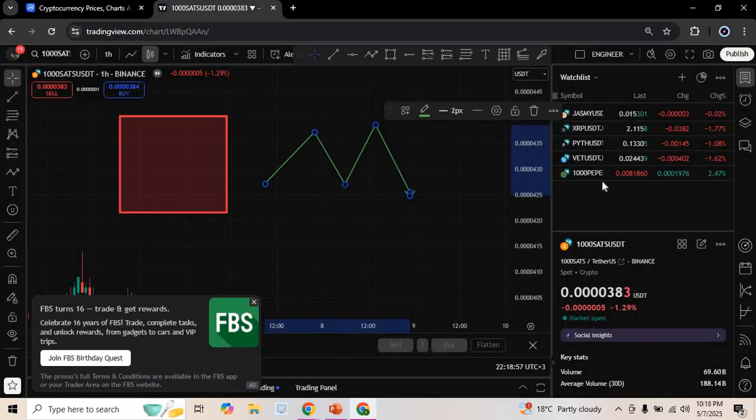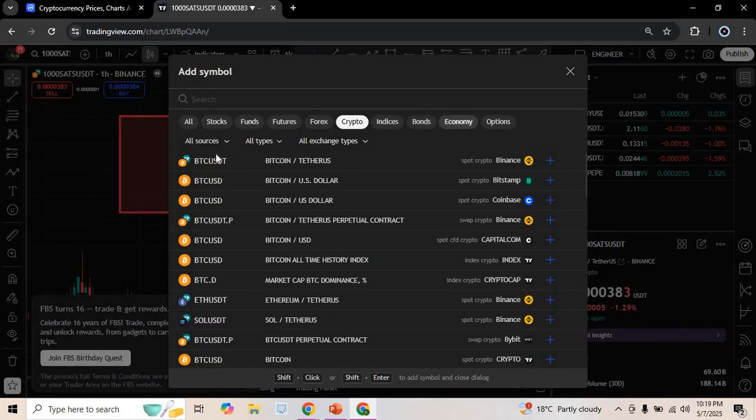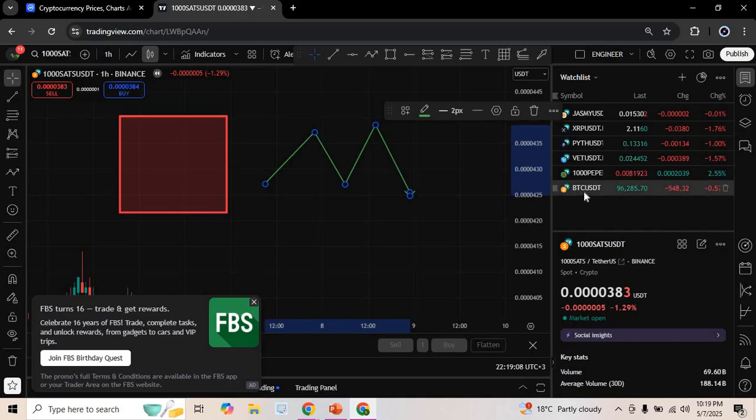And you'll notice now what has happened. 1,000 Pepe has been added to my list. If I want to add BTC, I come to this part and click that. BTC USDT has been added to my list. And if I want to delete, it's simple as that. Click there and it will delete.